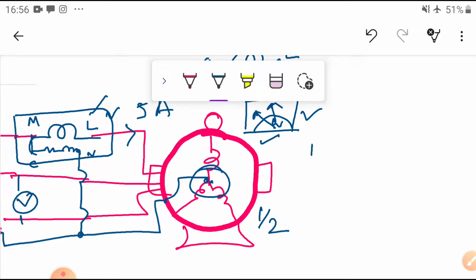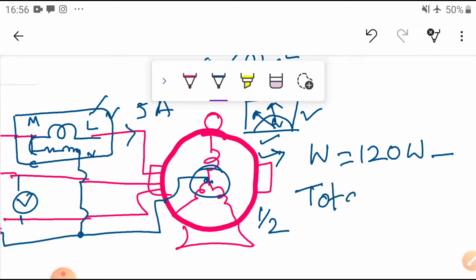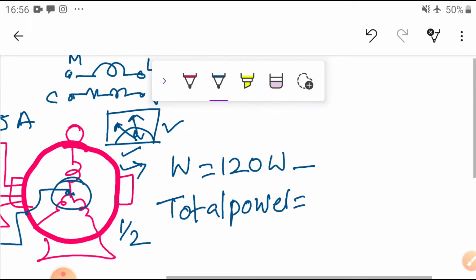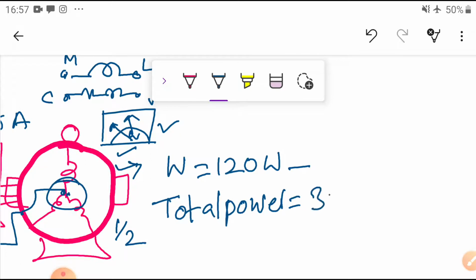Let us assume W is equal to 120 watts. Then what is the power consumed by this total motor? One phase is taking 120 watts, and I want the total power. Total power is equal to 3 phases, so 3 into 120 watts.